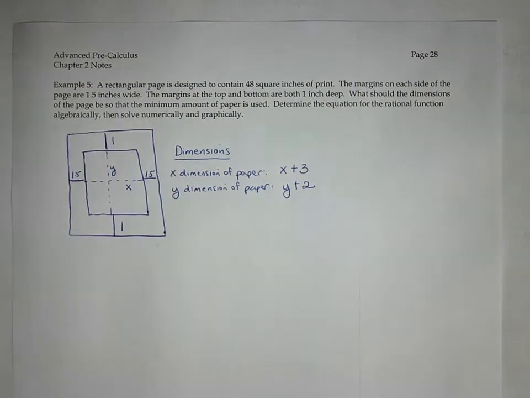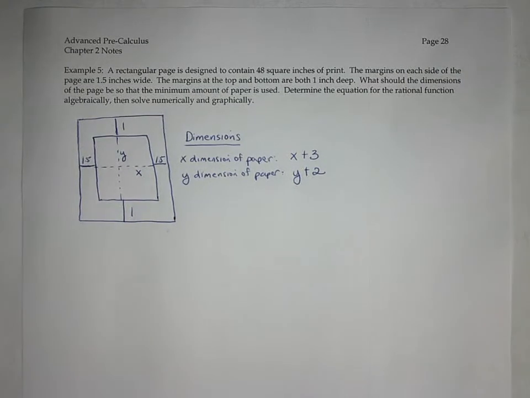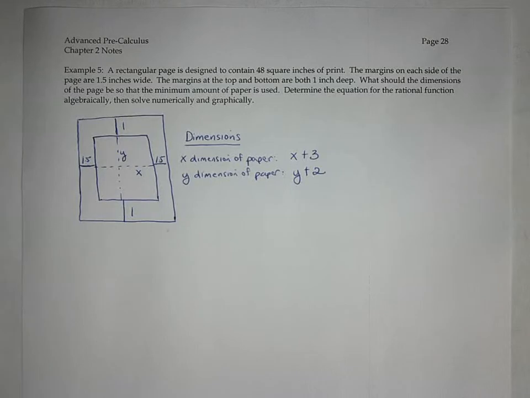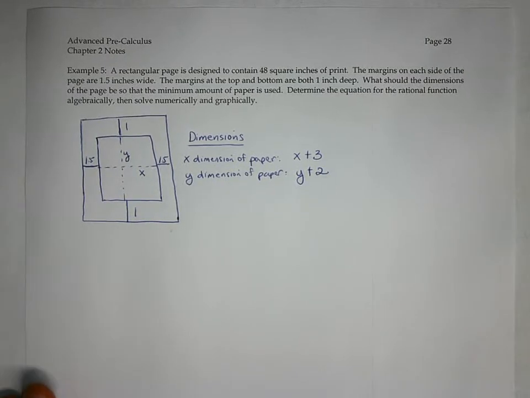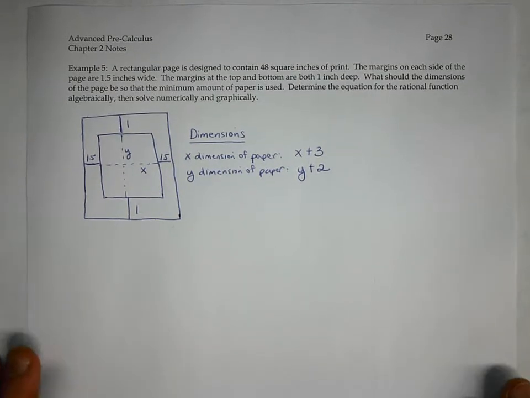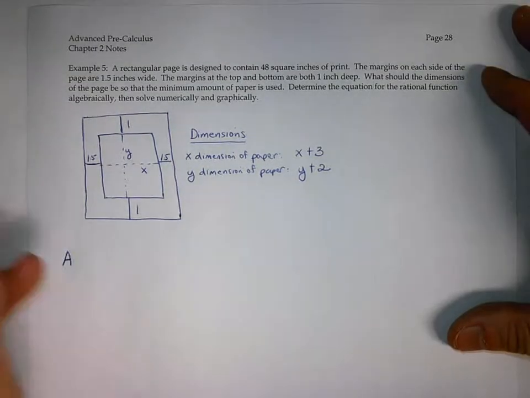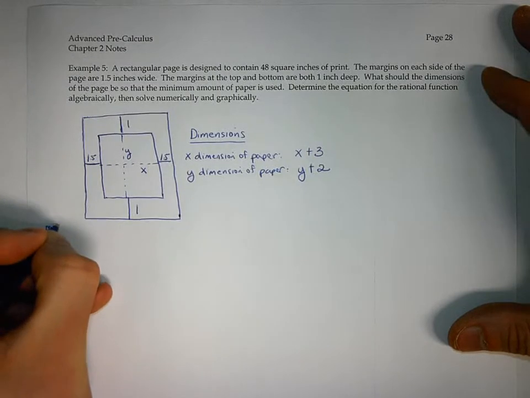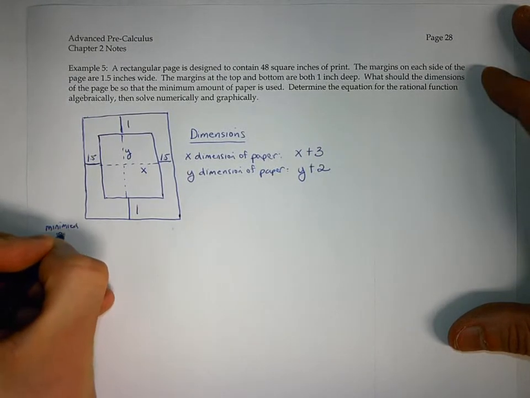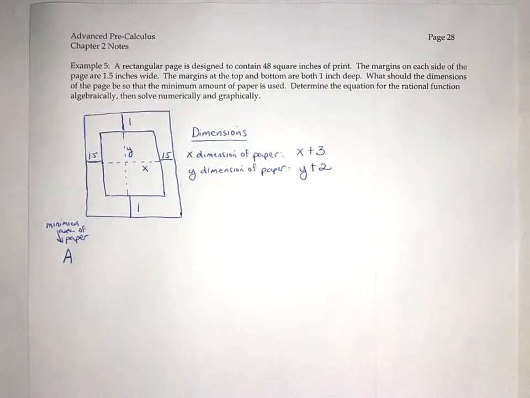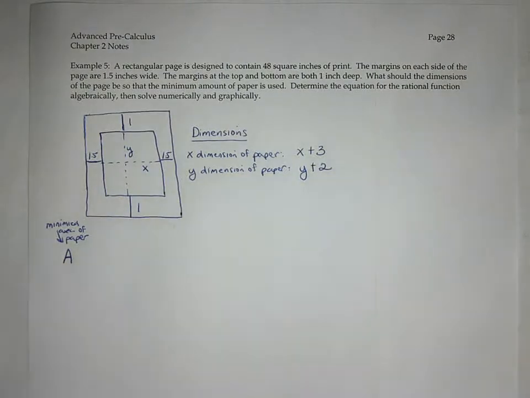So let's start out with what we know. We know two facts about area. One is the printed area, and one is going to be the minimum area. The formula for an area is always length times width, or in this case, x times y. So we want to find this area, and this A is going to be the minimized area of the paper.